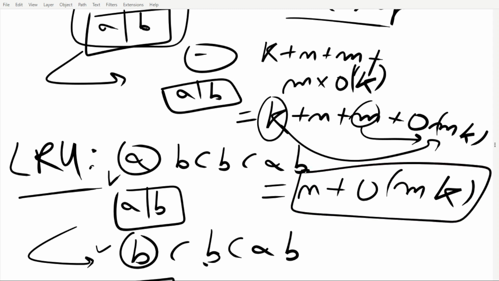This is the time complexity of our algorithm, the farthest in future algorithm. And this is very efficient, assuming that cache size is small. It is only linear.